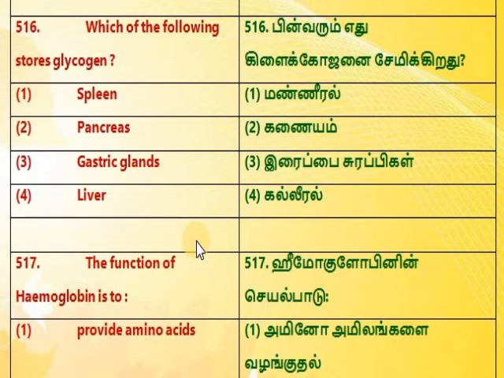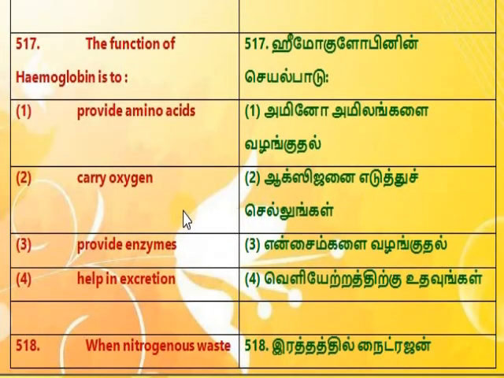516. Which of the following stores glycogen? 1. Spleen, 2. Pancreas, 3. Gastric glands, 4. Liver. 517. The function of hemoglobin is to 1. Provide amino acids, 2. Carry oxygen, 3. Provide enzymes, 4. Help in excretion.